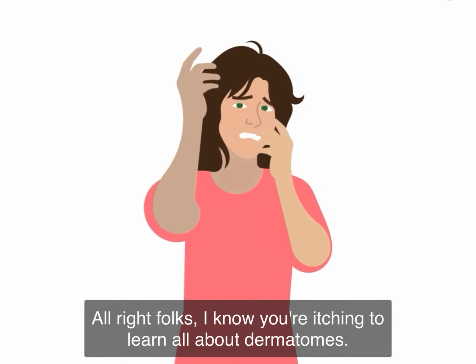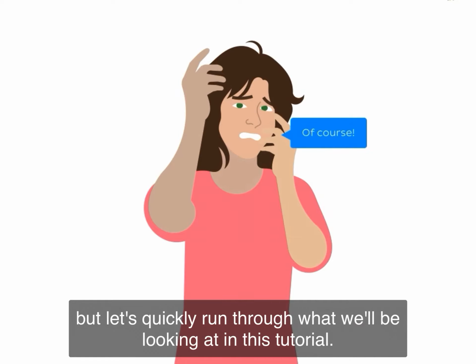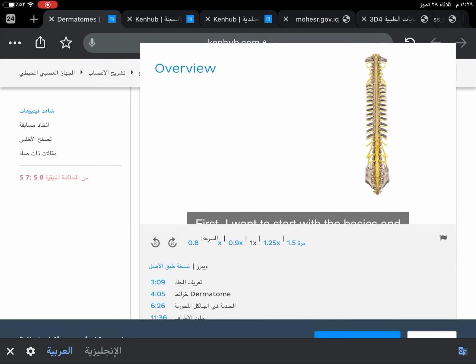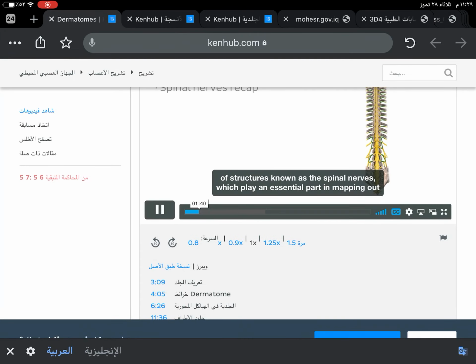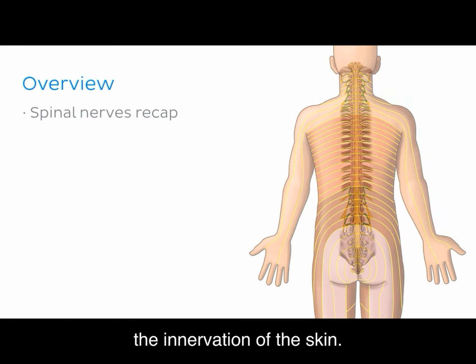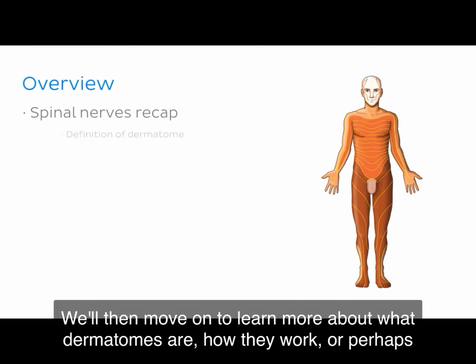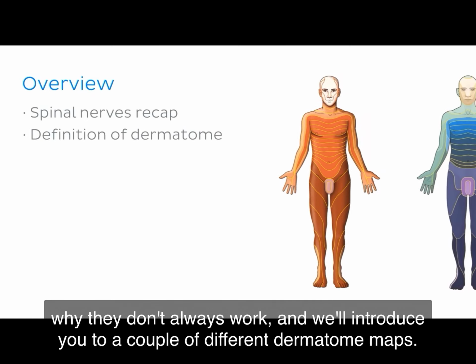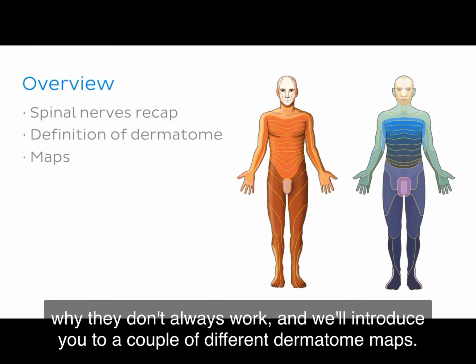Alright folks, I know you're itching to learn all about dermatomes, but let's quickly run through what we'll be looking at in this tutorial. First, I want to start with the basics and have a little recap on an important group of structures known as the spinal nerves, which play an essential part in mapping out the innervation of the skin. We'll then move on to learn more about what dermatomes are, how they work, or perhaps why they don't always work, and we'll introduce you to a couple of different dermatome maps.